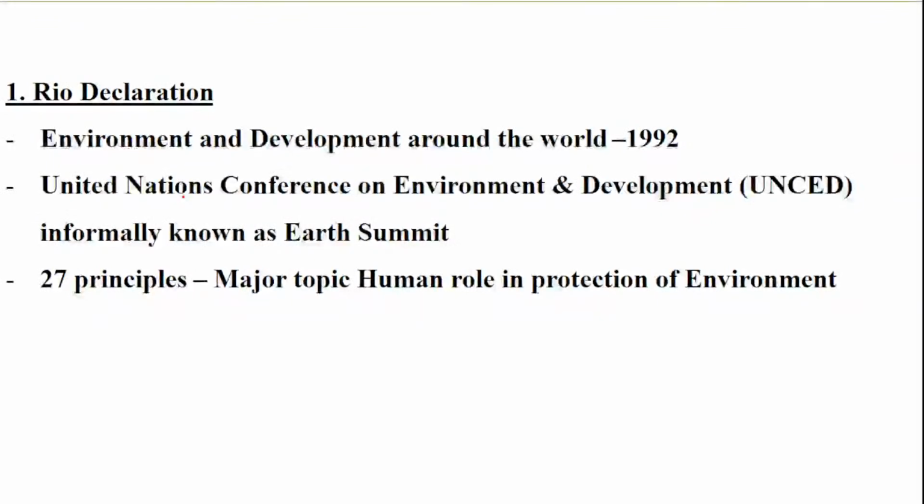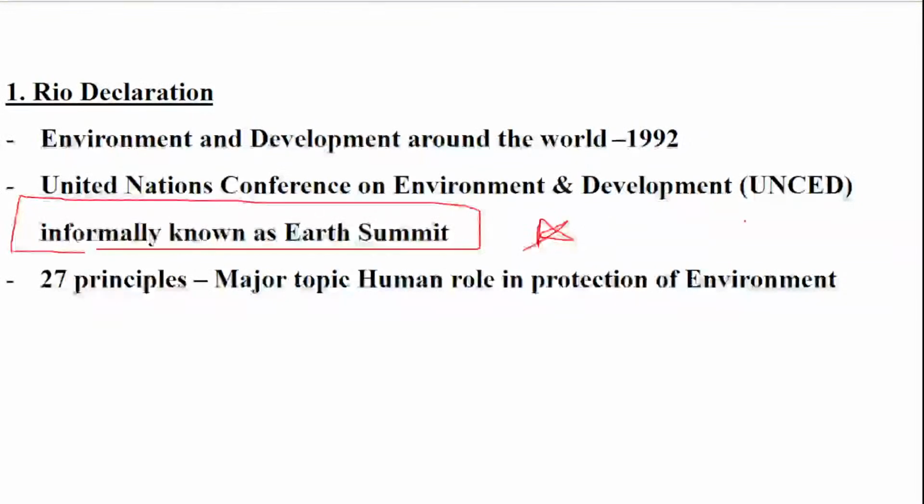So let's now go with the Rio Declaration. This concerns environment and development around the world, which started in the year 1992, where the United Nations Conference on Environment and Development is formally known as the Earth Summit. This is also a very important topic. The question was there: what is the United Nations Conference on Environment and Development formally known as? It is known as the Earth Summit. There are 27 principles. Major topics are on human roles in protection of the environment.